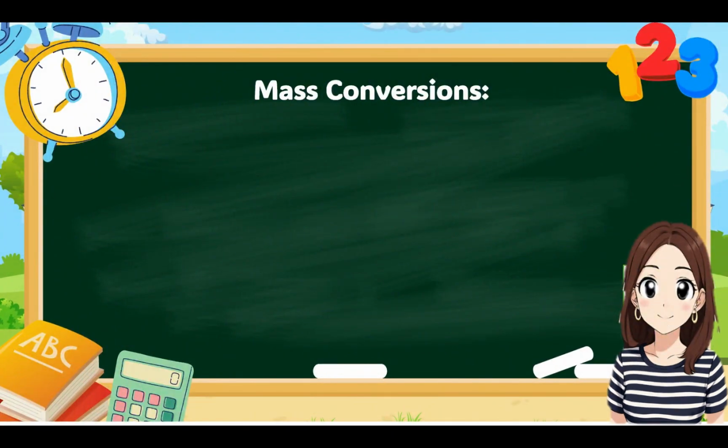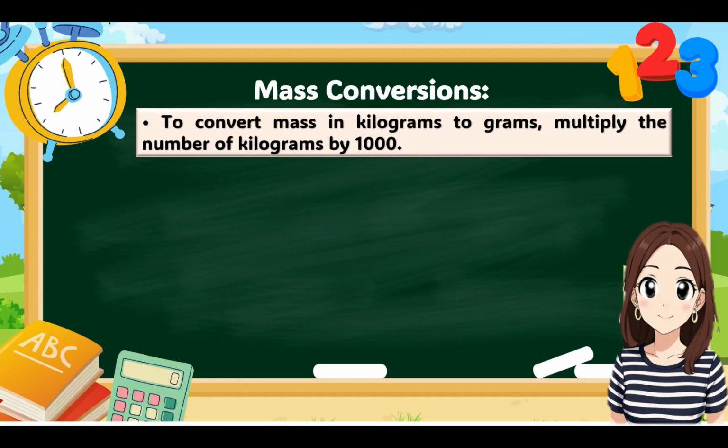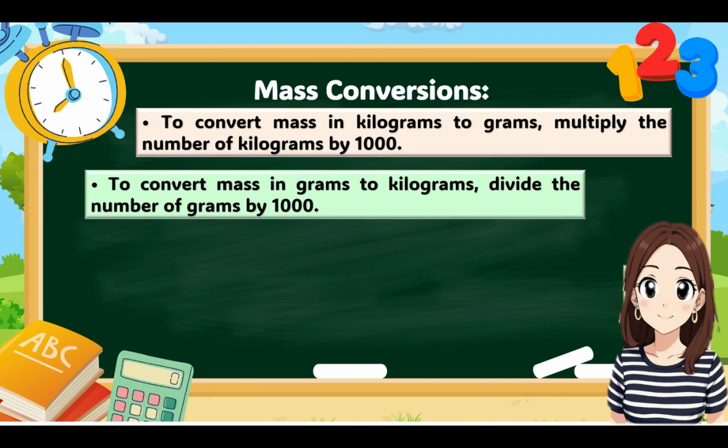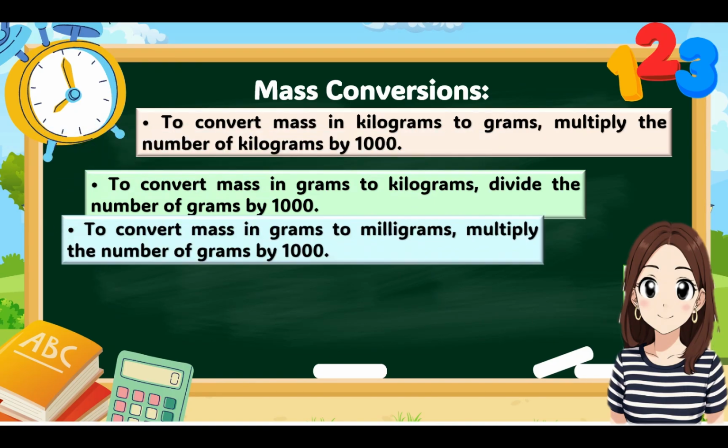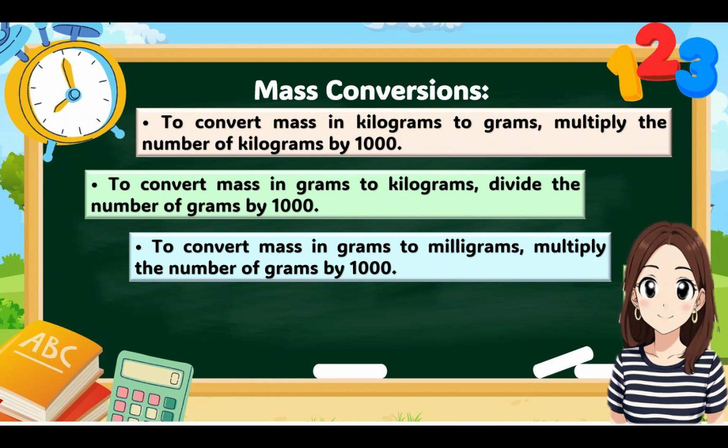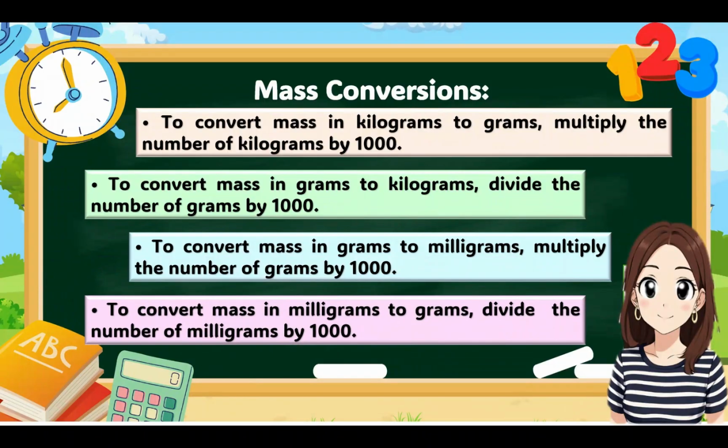For mass conversions, to convert mass in kilograms to grams, multiply the number of kilograms by 1,000. Again, kilograms to grams, multiply by 1,000. To convert mass in grams to kilograms, divide the number of grams by 1,000. Grams to kilograms, divide by 1,000. To convert mass in grams to milligrams, multiply the number of grams by 1,000. And to convert mass in milligrams to grams, divide the number of milligrams by 1,000.